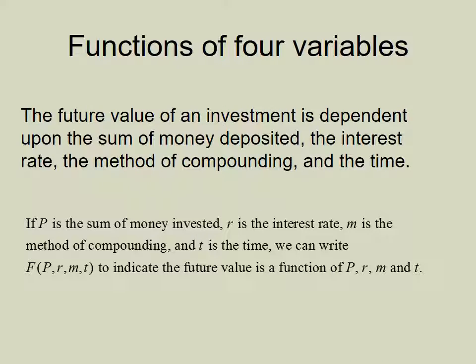Now our final example, here's another function of four variables. We've got P, the sum of money invested, the interest rate, the method of compounding, like monthly, quarterly, and so on, and the time. So the future value is a function of those four quantities. And there's a formula for such a thing.